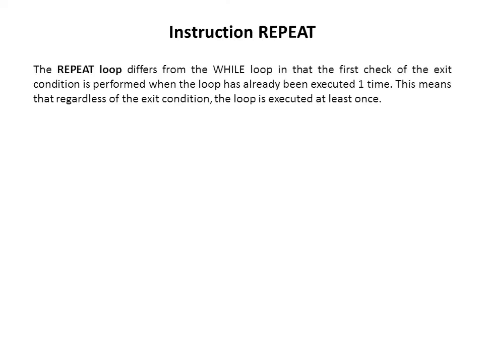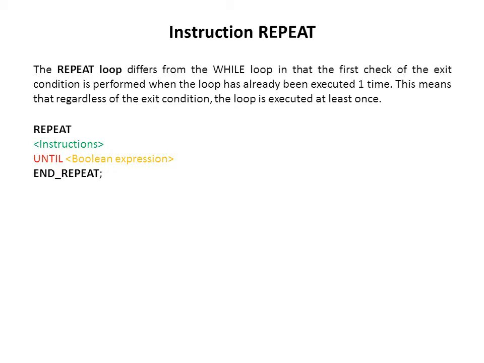So, the next instruction we call REPEAT. The REPEAT loop differs from the WHILE loop in that the first check of the exit condition is performed when the loop has already been executed one time. This means that regardless of the exit condition, the loop is executed at least once. So this is the syntax of this instruction.